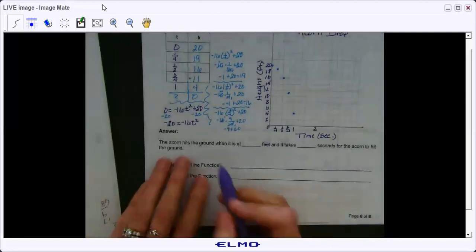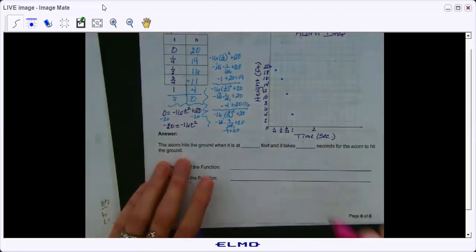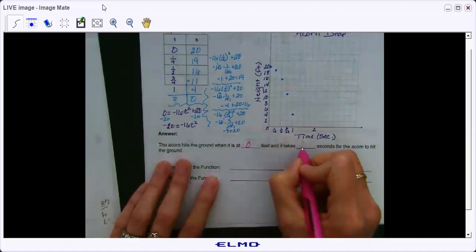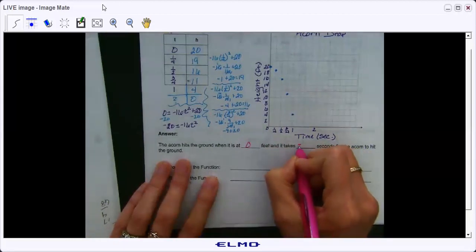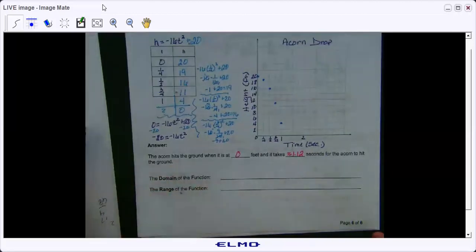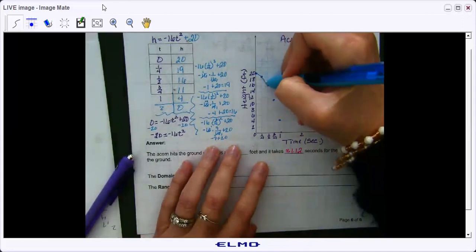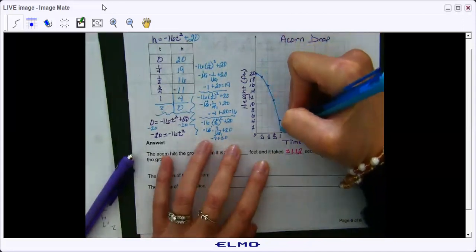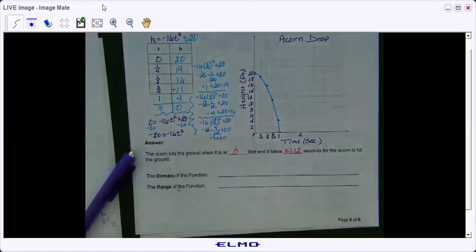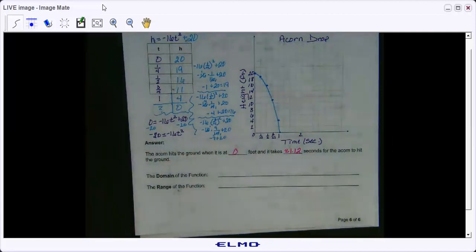Okay. So the acorn hits the ground when it is at 0 feet and takes about 1.12 seconds. And so that 1.12 is going to be about right here. And then I can finish my parabola right here. And you don't have an arrow on this one because it stops. It starts and it stops at a specific point. Okay, this was a lot of information. We'll practice this some more.